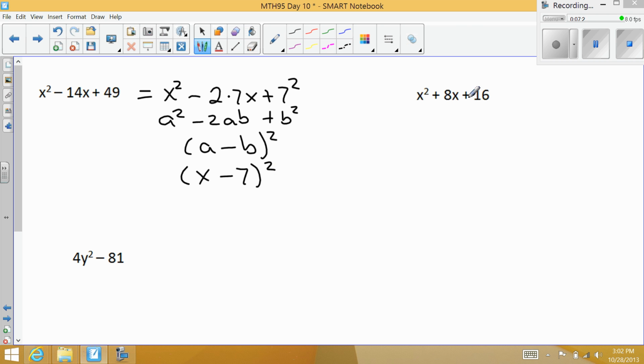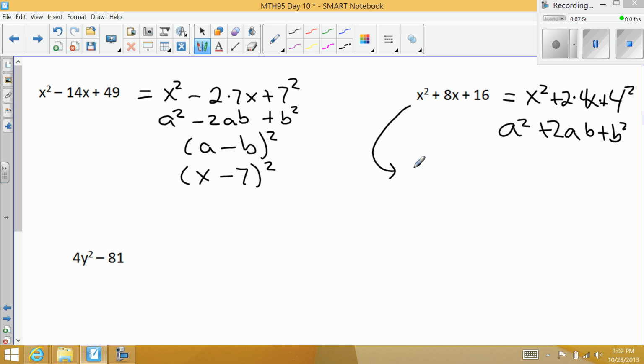Alternately, with this one here, again I have the same sort of setup. x squared plus 8x plus 16 is x squared plus 2 times 4x plus 4 squared. So again, a squared plus 2ab plus b squared. And so this should factor to a plus b quantity squared. But I'm going to take a slightly different route.